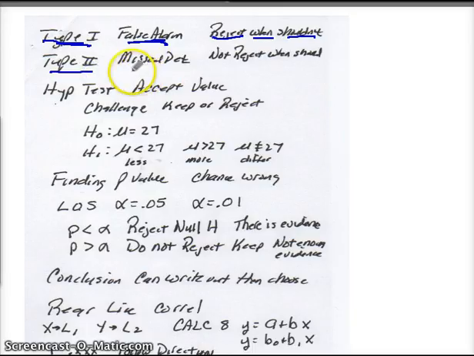Type 2, this is a missed detection. My illustration was you have diabetes, they did a test and they didn't tell you. That was a missed detection.